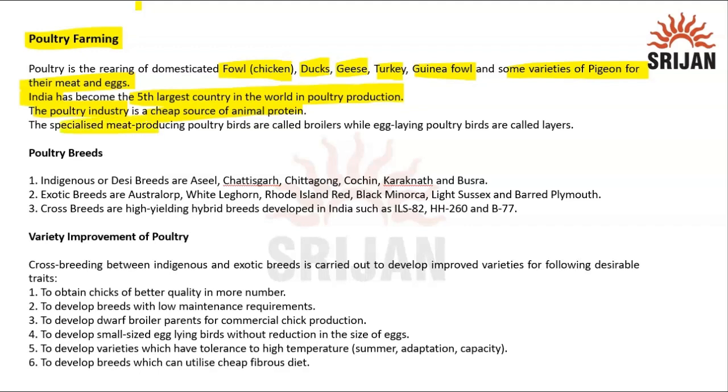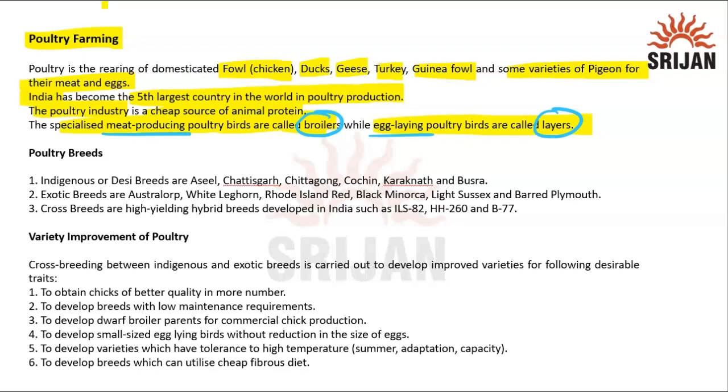Then the specialized meat producing poultry birds are called broilers, while egg laying poultry birds are called layers. So there are two different ways in which we farm them, one for meat production and one for egg production. Those involved in meat production are broilers, and those involved in egg production are called layers. We will discuss further what the exact differences are. But let us talk about the poultry breeds that we have around the world.